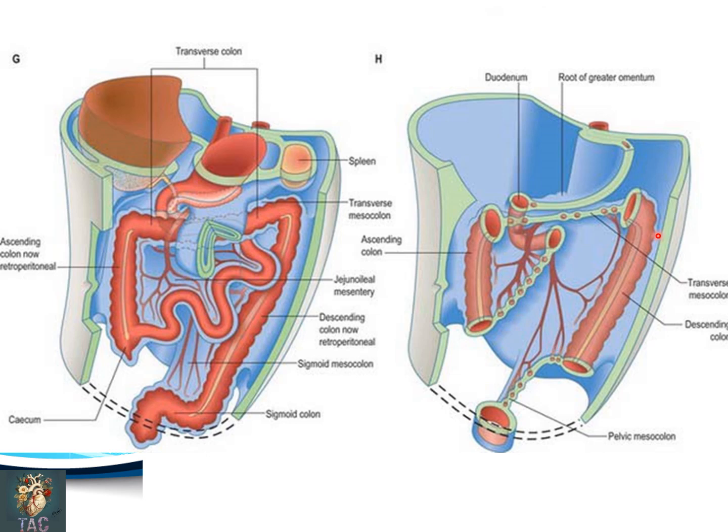Here you can see the descending colon. Here the transverse colon is cut to show you the transverse mesocolon as well as the layers of the greater omentum. Here you can see the ascending colon. This is the pelvic mesocolon which remains, and the sigmoid colon is intraperitoneal till the end. Only the descending and the ascending colons become retroperitoneal in position. So these are the positional changes related to the mesenteries.